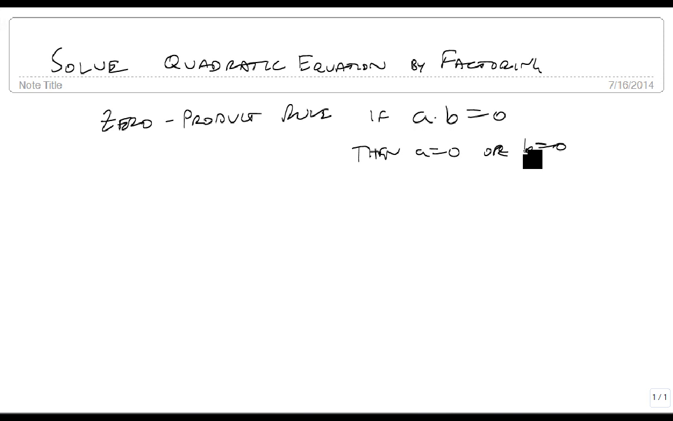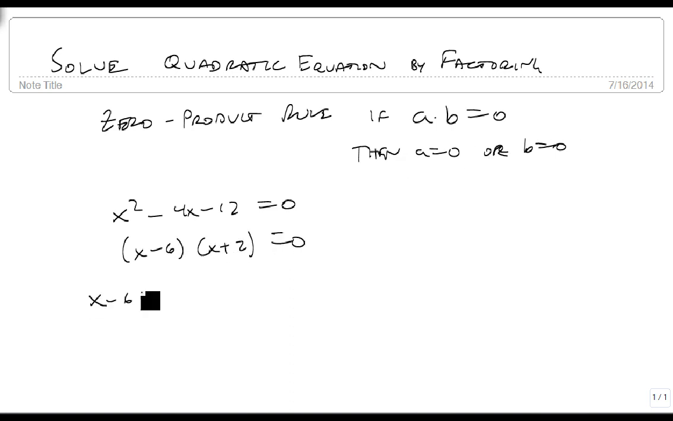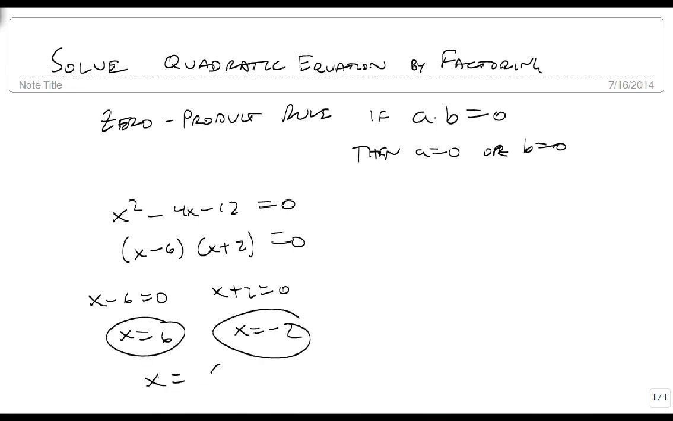This works most particularly when we have quadratic equations that are factorable. So x squared minus 4x minus 12: factors of minus 12 that add up to minus 4 are minus 6 and plus 2. According to the zero product rule, this means x minus 6 equals 0 and x plus 2 equals 0, or x equals 6 and x equals negative 2. So these are my two answers. Or as a solution set, we get the solution set minus 2 comma 6.